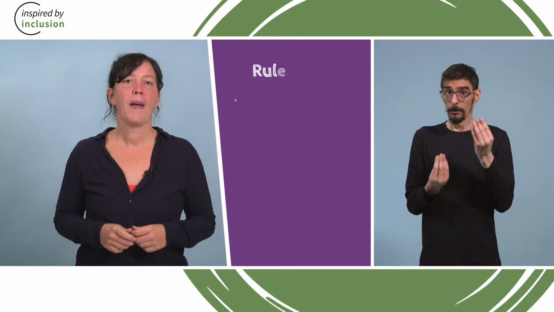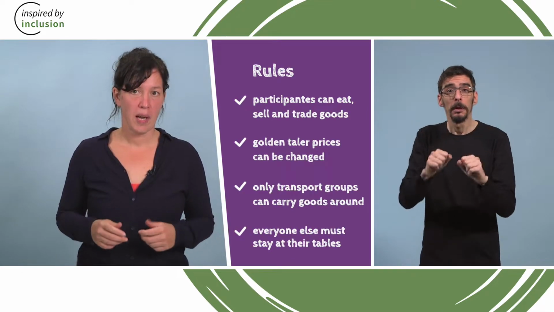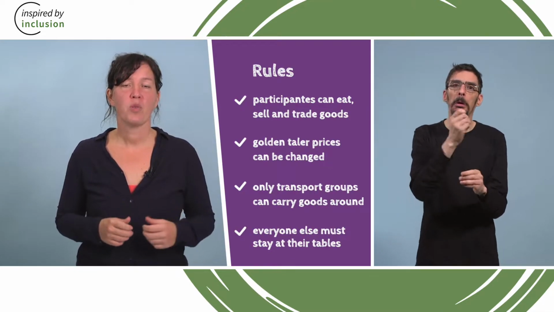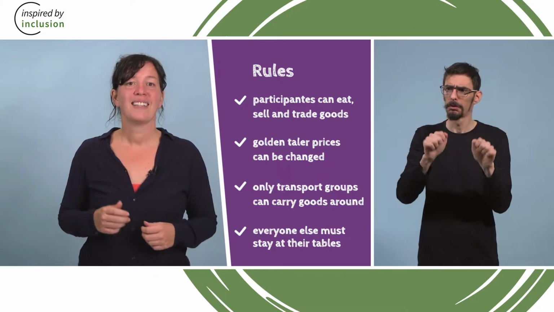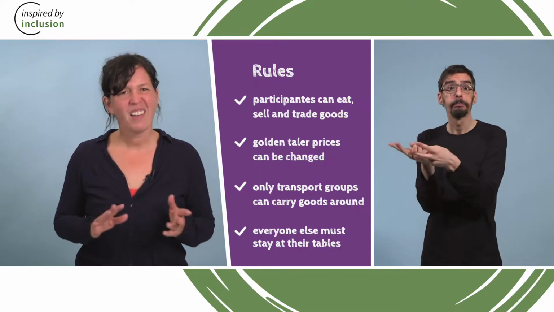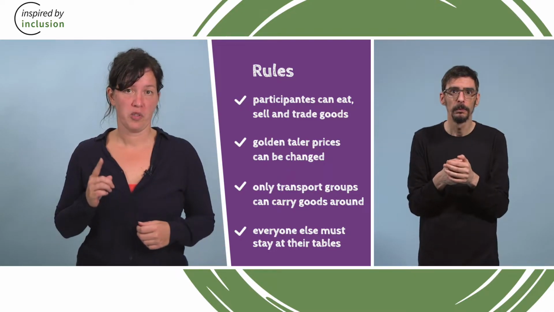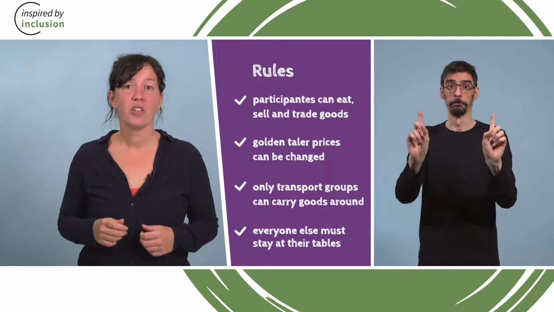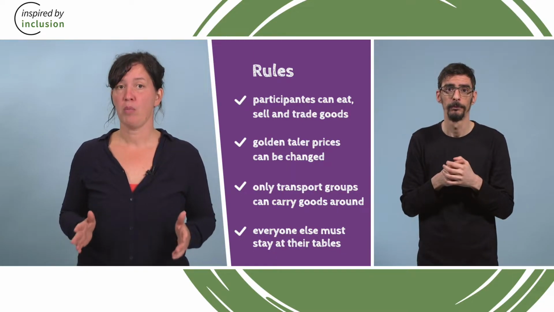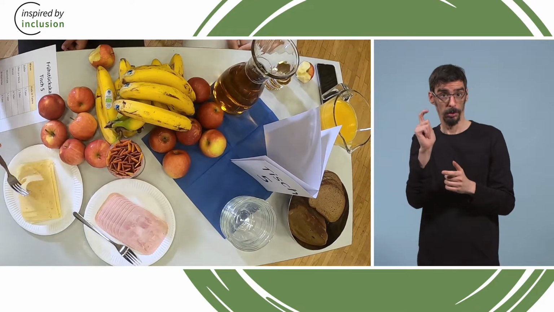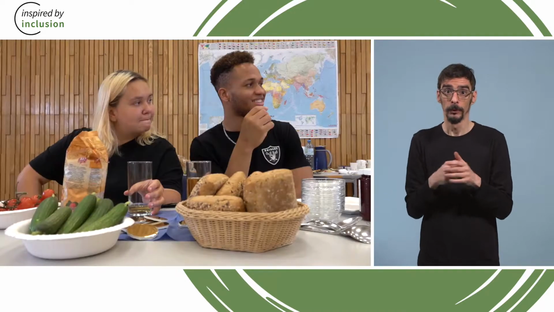These are the rules. Participants can eat goods on the tables. They can sell them or trade them with others. The golden thaler is the currency in the game. The suggested prices can be changed at any time. Only the transport groups are allowed to carry goods from one table to another. Everyone else must stay at their tables. At the beginning, each table presents its goods and prices. This gives everyone an overview, and it is important to include participants with a visual impairment.